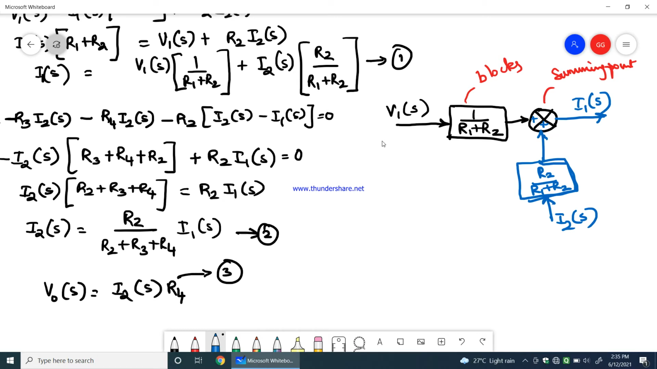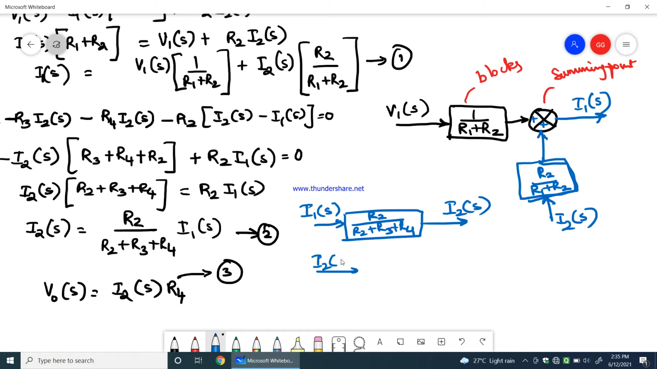Okay. Now let me write the second block for I2 of S here. So I have I1 of S coming here, and then it is getting multiplied with R2 by R2 plus R3 plus R4, and this will be equal to I2 of S. Finally, I have V out of S, where I2 of S is getting multiplied with R4, and that will be my V out of S.